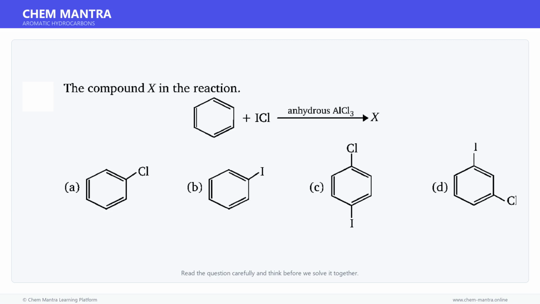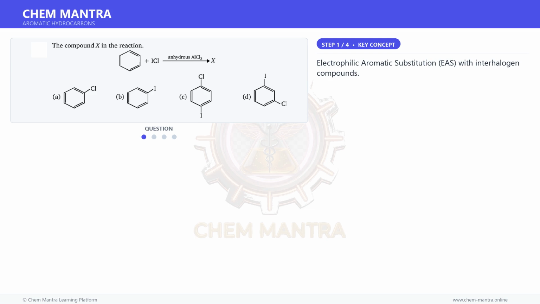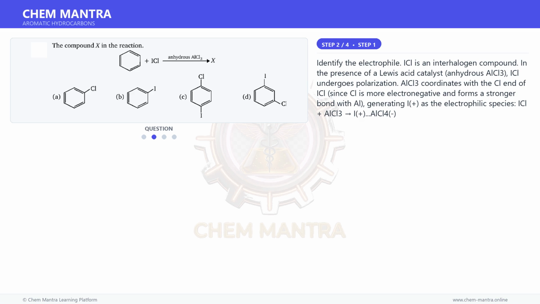Here is a question. Read it carefully and think about the answer. Let us solve it step by step. Let us first understand the key concept here. Electrophilic aromatic substitution, EAS, with interhalogen compounds. Moving on to the next step.